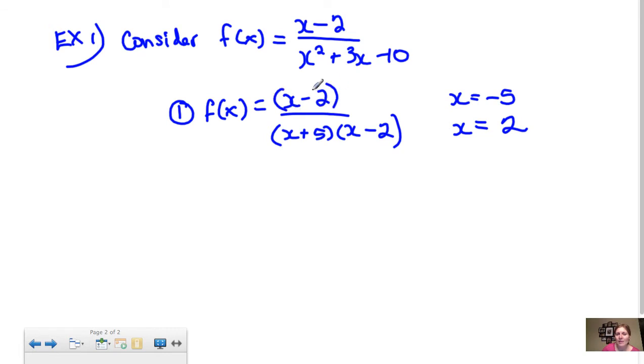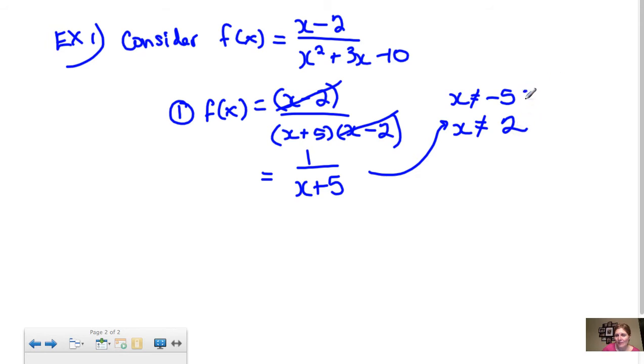Notice that the top has a factor of x minus 2, and it matches the one that's on the bottom. If I was going to simplify, and I cancel both those out, then the simplified version of what I'm going to graph is 1 over x plus 5. However, x still can't equal negative 5, and x still can't equal 2. The graph that I'm going to graph, though, is this simplified version, and it doesn't actually have the factor of x minus 2 in it. So the 2 is not an asymptote.